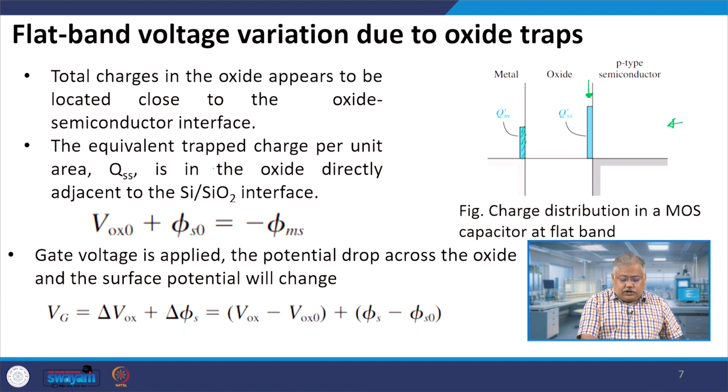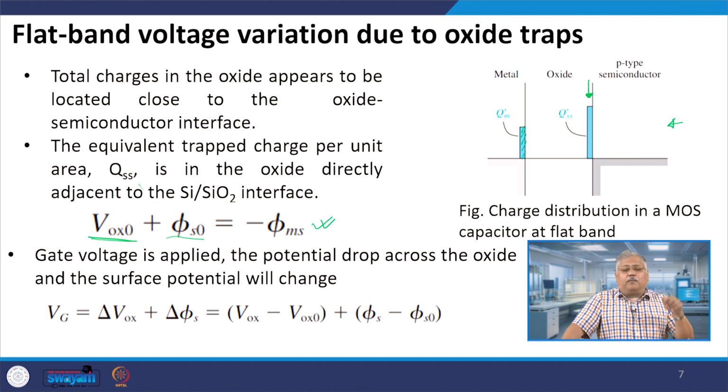Now, the equivalent trap charges per unit area, which is Qss prime on the oxide layer just near the silicon dioxide interface, will be composed of two parts: the voltage across the oxide layer, Vox0, and the potential across the semiconductor. If you add those two in flat band, it must be equal to minus phi ms, so that the total VFB is equal to 0.